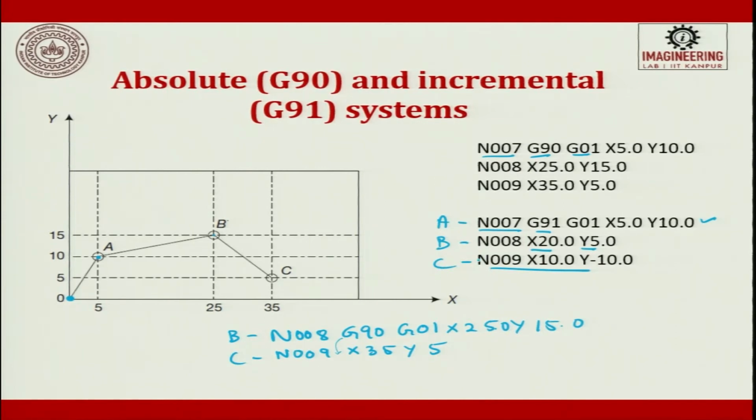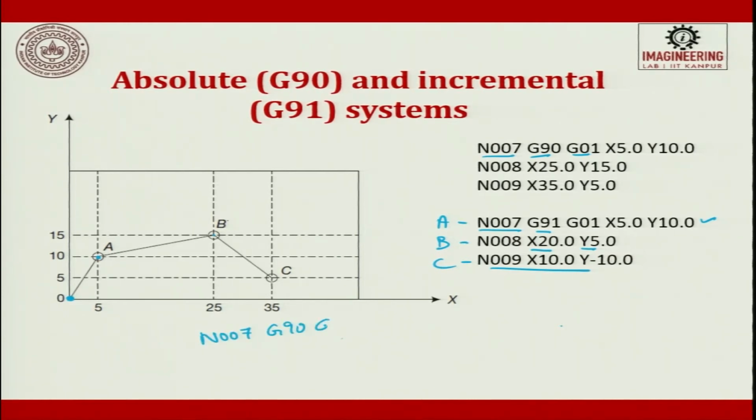Now, I am sure by looking into this program, you will be able to solve absolute and incremental code usage. In a program, you can have several portions which are absolute and incremental. Let us do one trial. So, I will now try to do a program where N007, G90, G01, X5 and Y10.